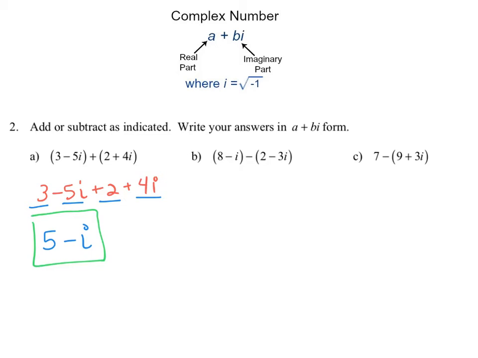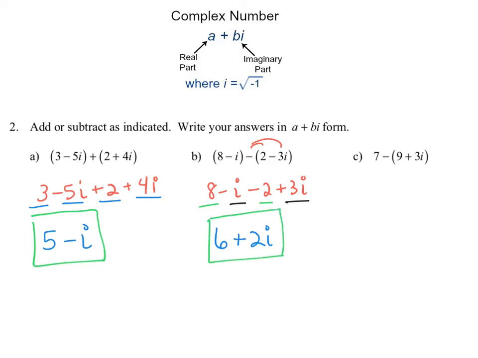In example B, we're subtracting the entire quantity, beginning with 8 minus i, subtracting the quantity 2 minus 3i. So let's distribute that negative to make it a minus 2 plus 3i. We are going to be adding the real parts together and adding the imaginary parts together so that when we combine like terms, we get 6 plus 2i as our final answer.